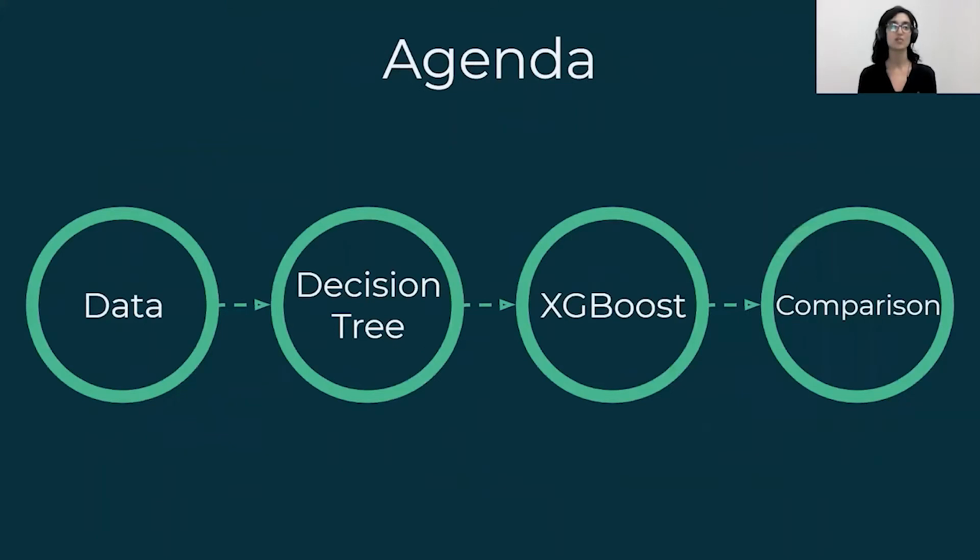The first thing we're going to talk about is the dataset and the process of extracting features from songs. Then we're going to see how to build a decision tree and how it performs in this case of genre classification. Then we'll dive into XGBoost and see how it improved our results. And we'll finish with a comparison to other machine learning models.